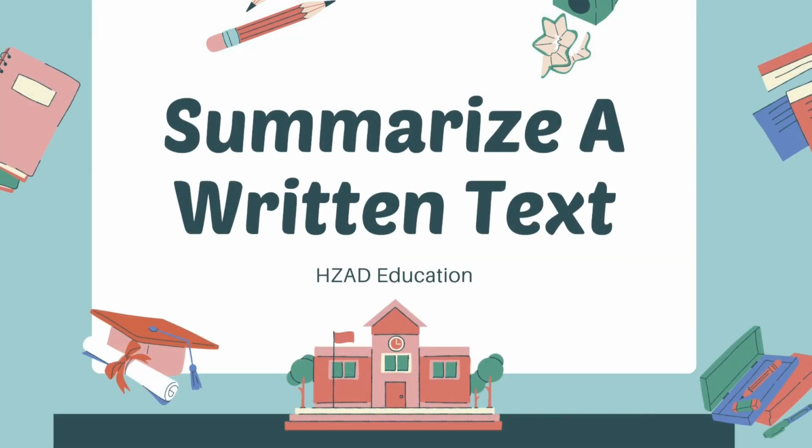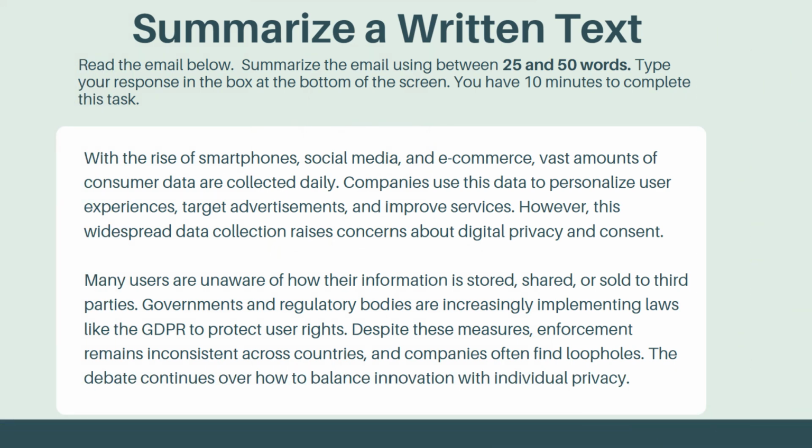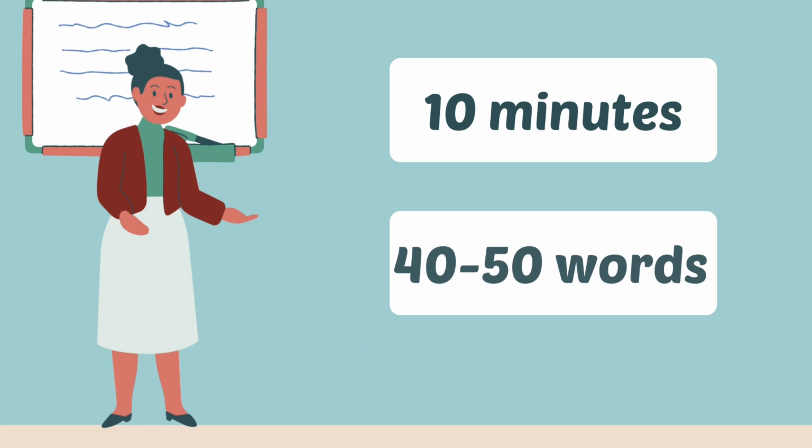So for this section of the exam, you are going to be presented with a short passage. It is only up to 300 words, so it's not very long. But you have only 10 minutes to do two things. First, you need to understand the passage. Read it, understand it, and we don't want to waste time there. The second thing we need to do is write a short summary in 25 to 50 words that summarizes the main idea in this text.